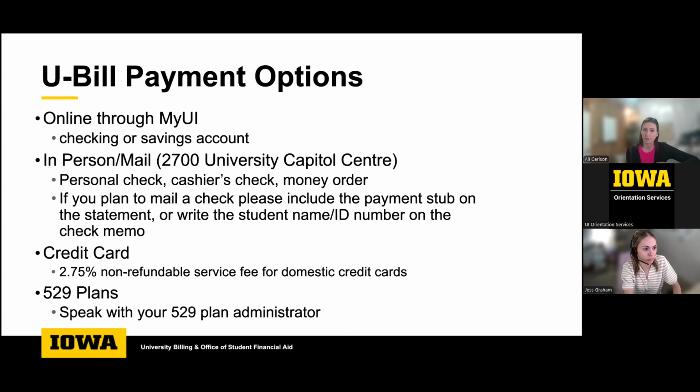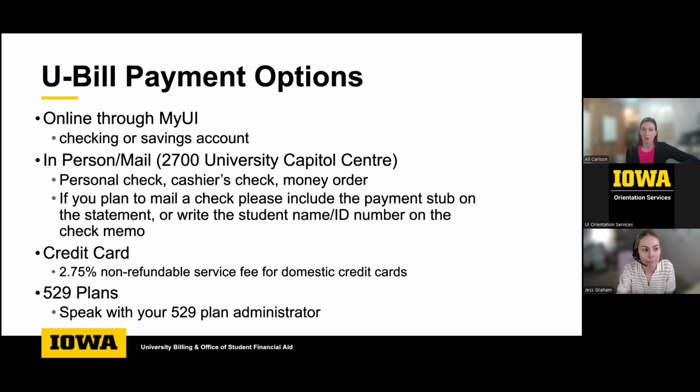We also accept credit card as payment. It is important to note here that there is a 2.75% non-refundable service fee that is associated with all domestic credit cards used. So if you plan to pay with a credit card, do keep that service charge in mind before making that payment. And then we get a lot of questions on how to pay with 529 or other college savings accounts. It is important to contact your plan administrator and just see what they need from you in order to submit payment to the university. Oftentimes, all they need is the student's name, ID number, the amount being requested, and where to send the funds.